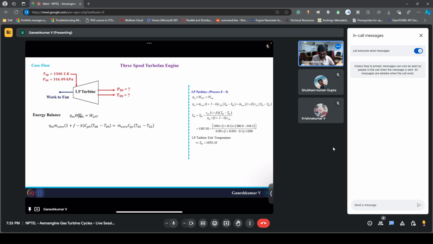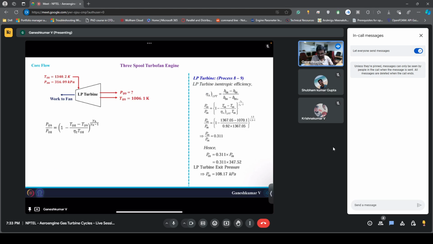Anyway, so equation-wise there's no change, and if you substitute these numbers, it's going to lead to a lower temperature, which is around 1006 Kelvin. However, your LP turbine exit temperature for 10% air bleed was 1070 Kelvin. Okay. Now let's try to find out the pressure.